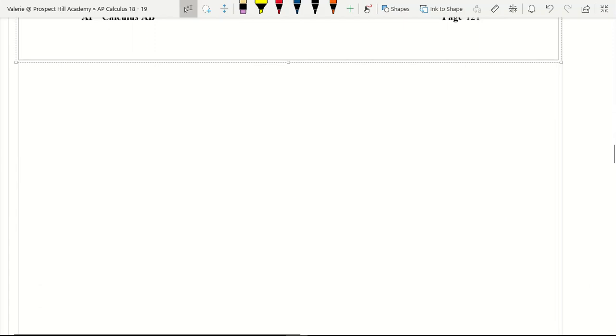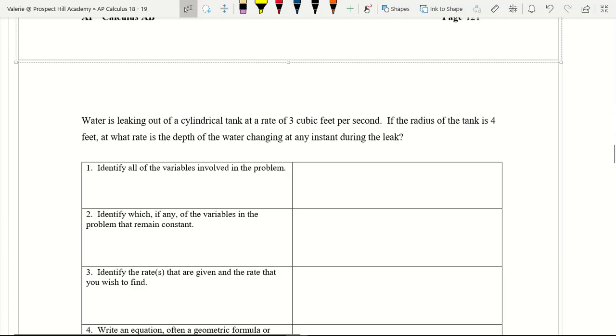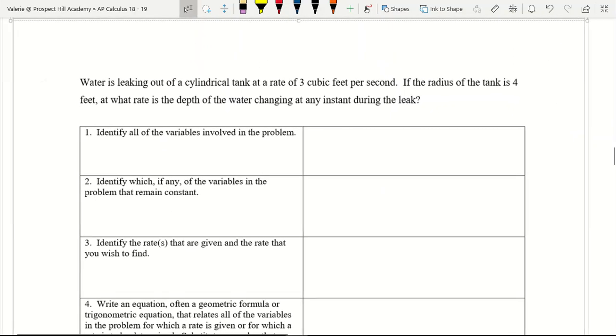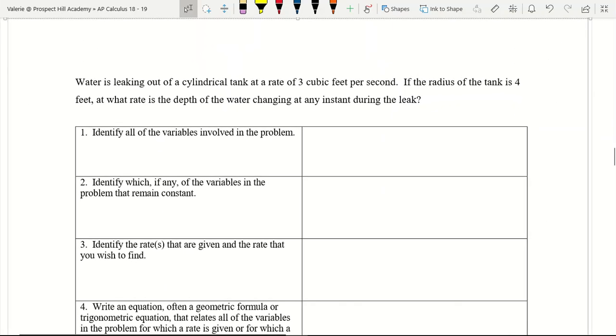Page 122. So for page 122, we're going to do a good chunk of this problem together. We're not going to do the whole entire thing. I'm going to try and leave the last couple of steps to you. So for this problem, we have water is leaking out of a cylindrical tank at a rate of 3 cubic feet per second. If the radius of the tank is 4 feet, at what rate is the depth of the water changing at any instant during the leak?